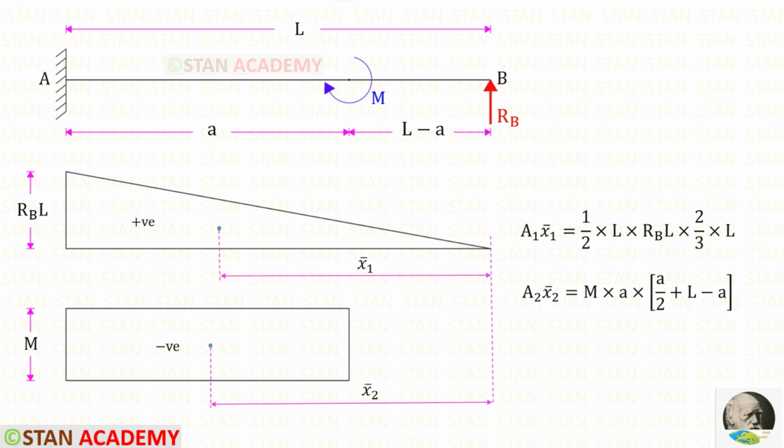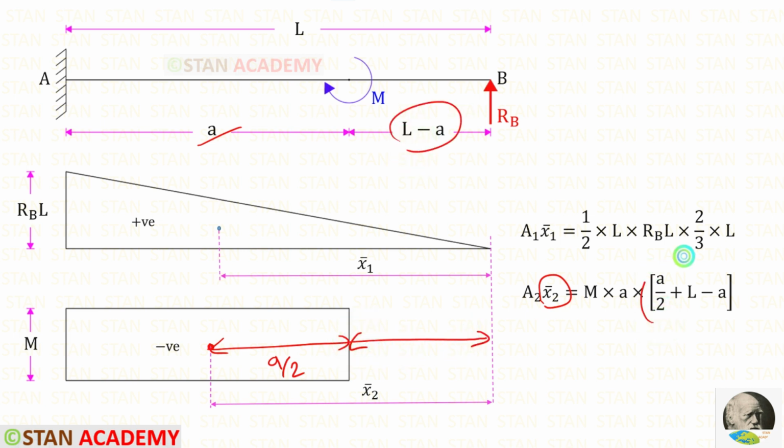Now let us find area 2 x2 bar. We know that it is a rectangle. When we multiply M with a, we will get the area. Now let us find x2 bar. We know that for a rectangle, the centroid lies in the center. So when we divide a by 2, we will get the centroid distance. We have to add the remaining distance, that is L minus a. So a upon 2 plus L minus a.